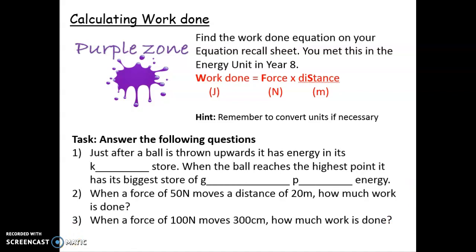Okay, so here we are then. Let's see how you did. Just after a ball is thrown upwards, it has energy in its kinetic store because it's moving. And when the ball reaches the highest point, it has its biggest store of gravitational potential energy.